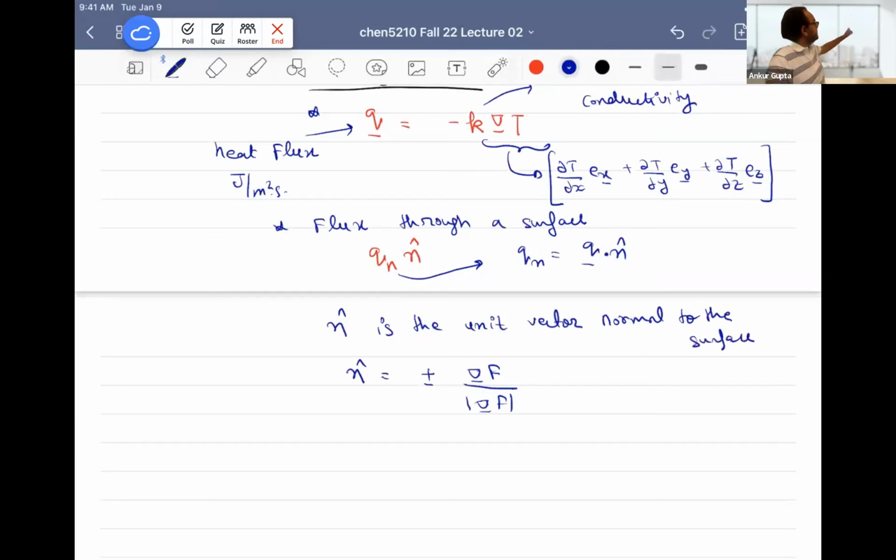We find it by using gradient of f by mod of gradient of f, where f is a shape function. So we mentioned last time, how do we choose plus or minus, or does the convention matter? Yeah, it doesn't matter. So just stick to the convention you choose. Let's say we choose plus, make sure you're using plus everywhere. If you're using negative, you choose negative.